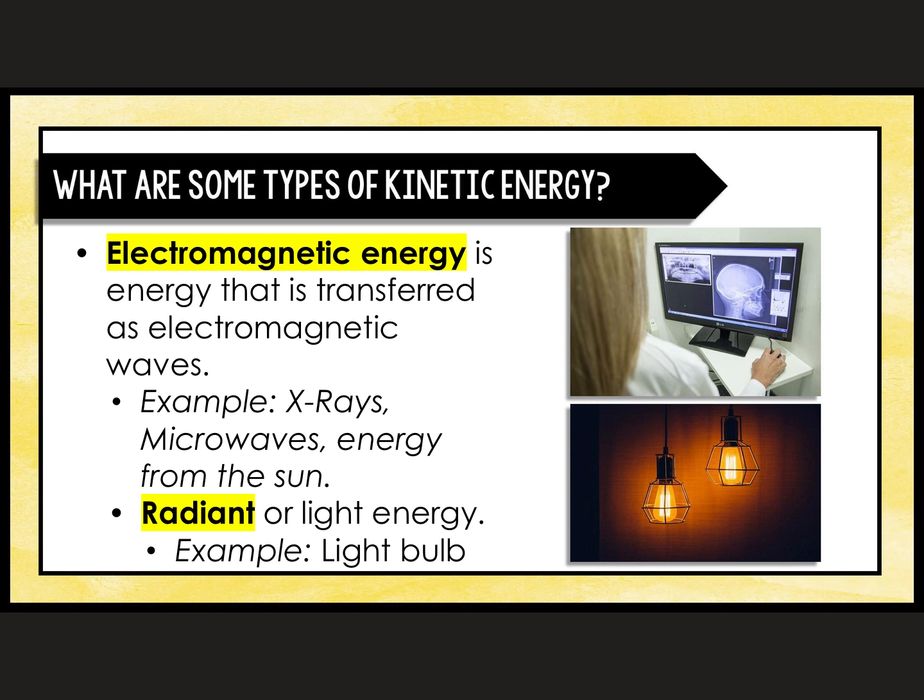Another type of kinetic energy is electromagnetic energy, which is energy that is transferred as electromagnetic waves. Some examples include X-rays, microwaves, and energy from the sun. They are all part of the electromagnetic spectrum, which we will learn about later. For now, we will focus on radiant or light energy, the energy emitted from light bulbs and other devices.